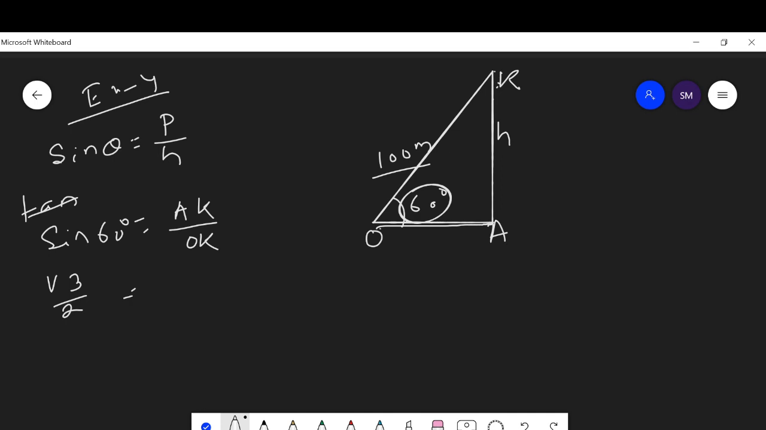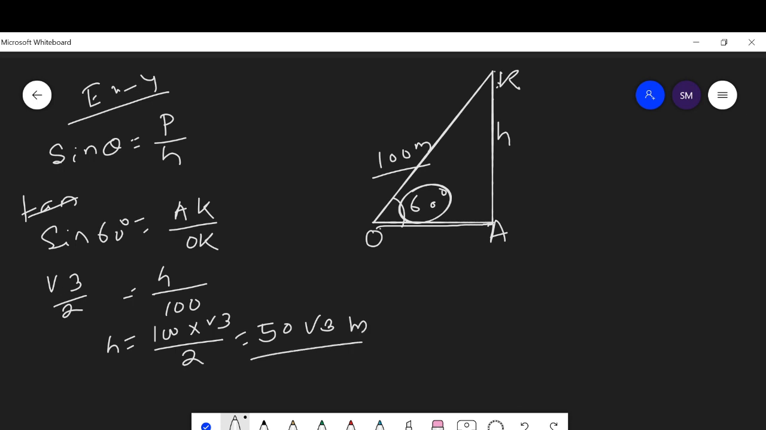Here AK is not known, so let it be H, and you know OK is 100. Then H is equal to 100 into root 3 upon 2, which is equal to 50 root 3 meter. Then the kite is flying at the height of 50 root 3 meter.